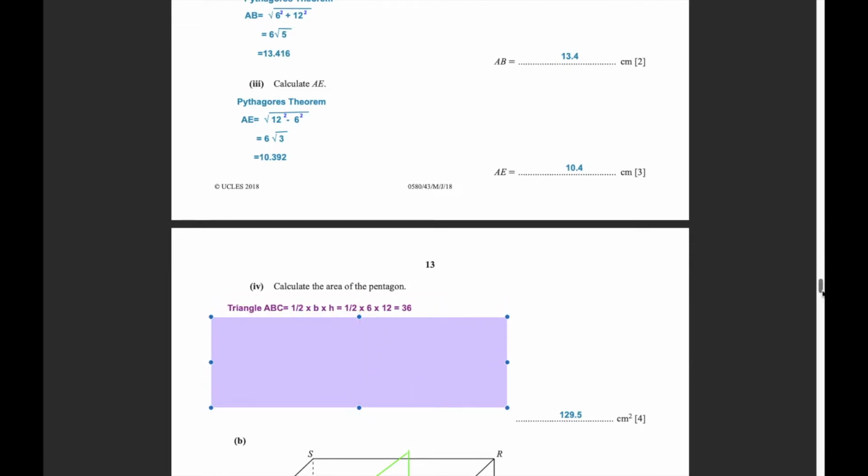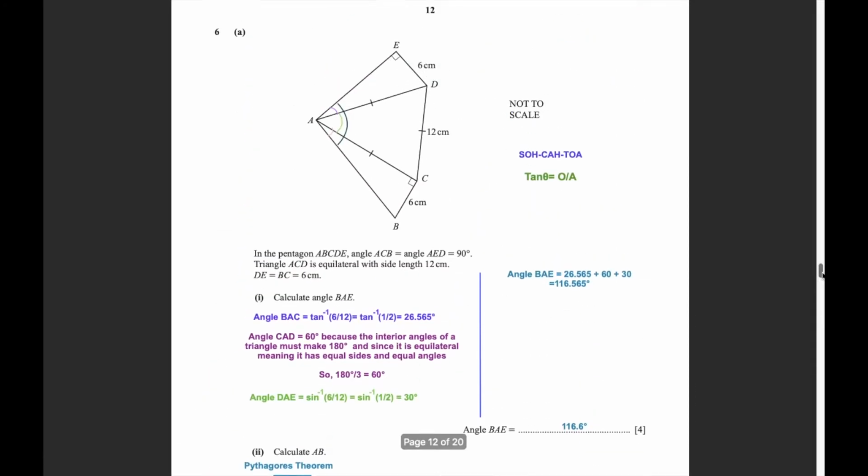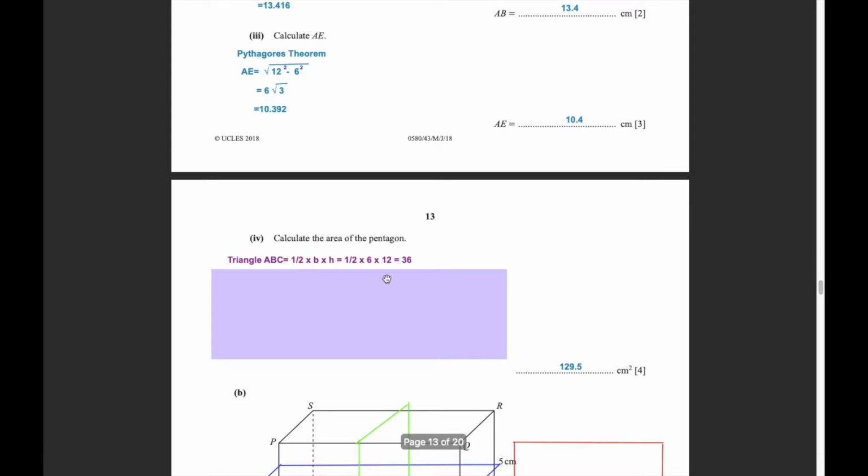So we're going to break it down again. So triangle ABC, which is a right angle triangle, is going to be half times the base times the height. It's the rule for finding the area of a triangle. So the base is 6, the height is 12, multiply it by half, which will give you 36, right?